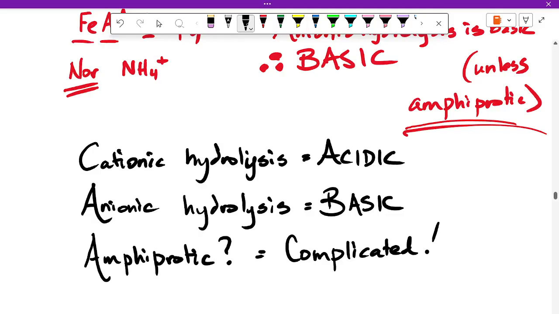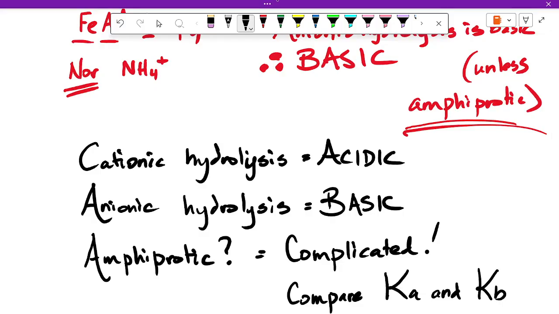Okay, so cations give you an acidic solution, anions give you a basic solution, amphiprotic gives you a complicated situation. And you will need to compare. Anyone want to guess what you have to compare? Ka and Kb. And whichever one is stronger is the one that it mostly does. It does both. And don't worry, I'm not going to leave you hanging here. Okay, we're going to do examples like that.